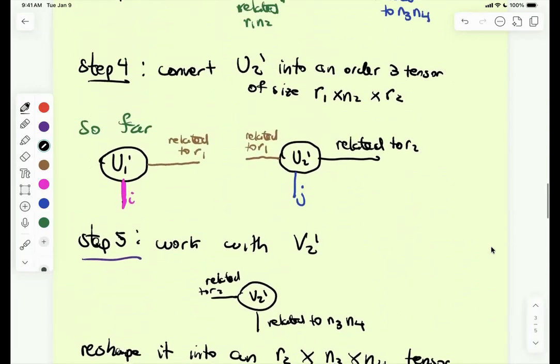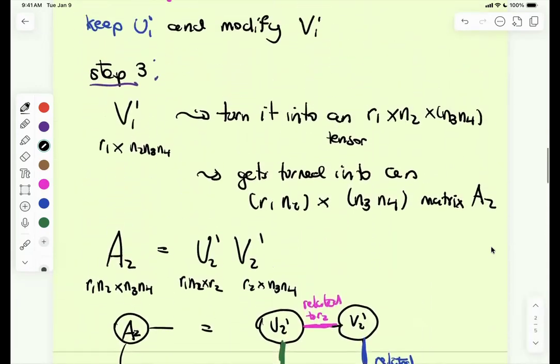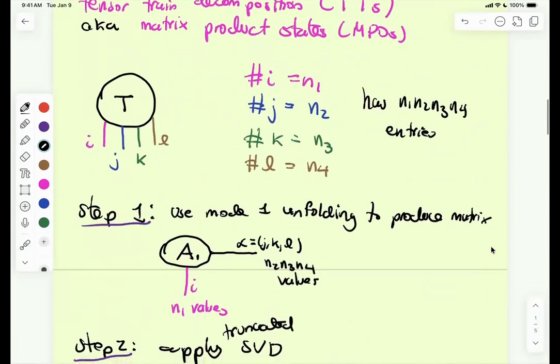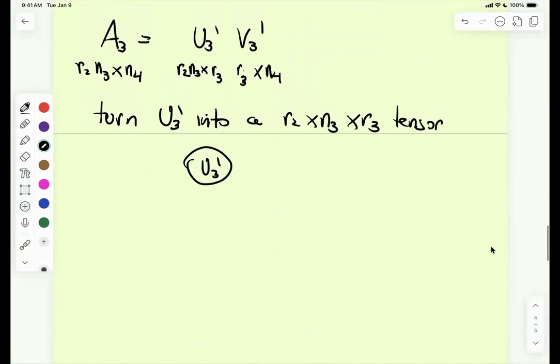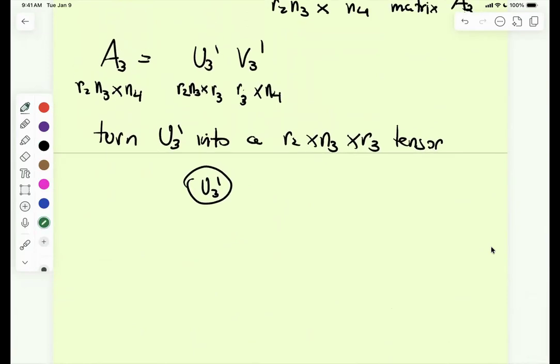So if you do that, what is the color that I was using for J? For K, I was using green. So K was related to N3. So this would be K, and of the other two legs, one leg is related to R2, and the other leg is associated to R3.